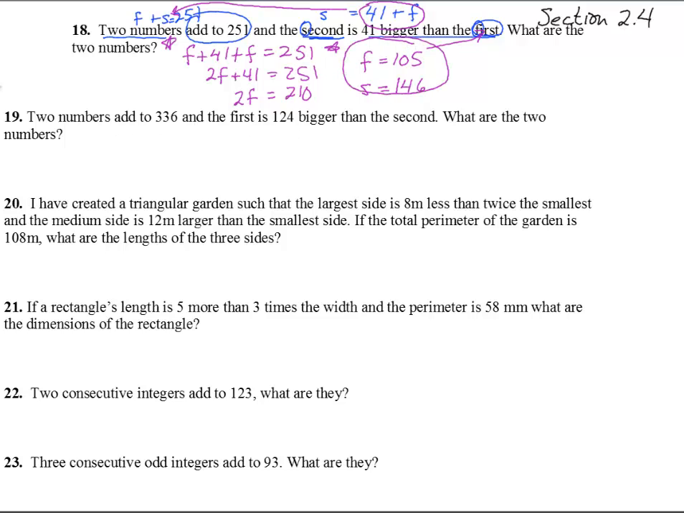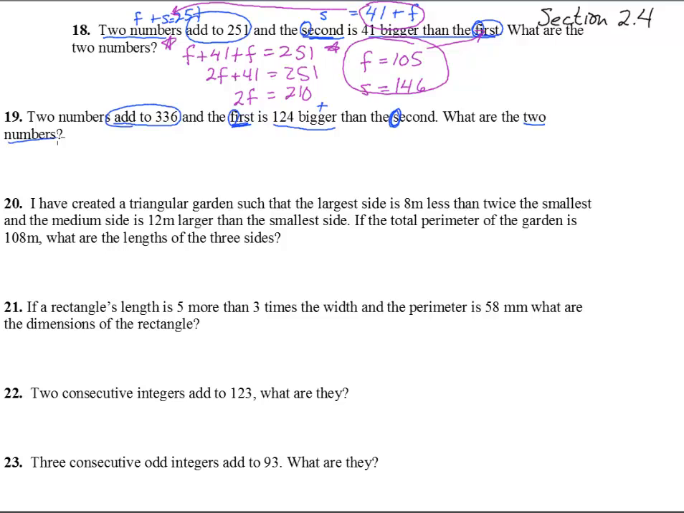Good, let's try another one. Two numbers add to 336. That's important. The first, there's an F, we pick a variable for that one, is 124 bigger. So 124, this is going to be plus, than the second. And that's our second variable right there. What are the two numbers?